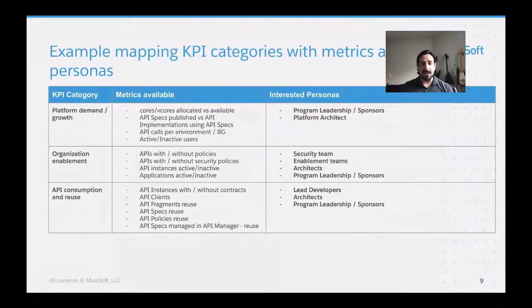Understanding the capacity that you have available versus allocated. The same for API specs published versus API implementations related to these API specs, right? API calls, transactions, active, inactive users. So you have multiple metrics available. The important thing here is the analysis and to map these metrics to specific KPI categories and the specific audience.